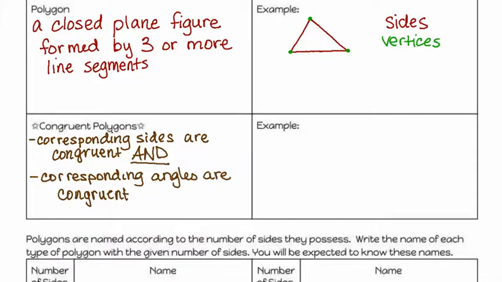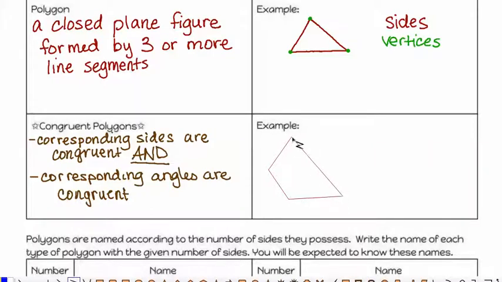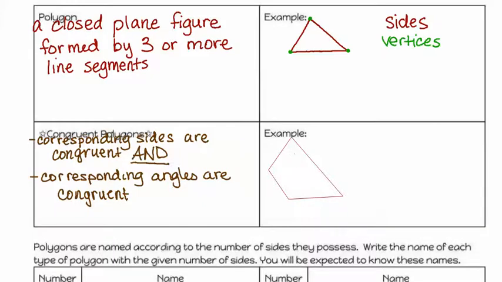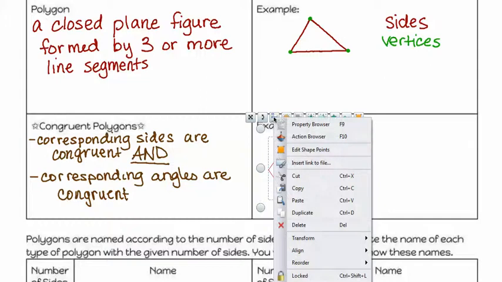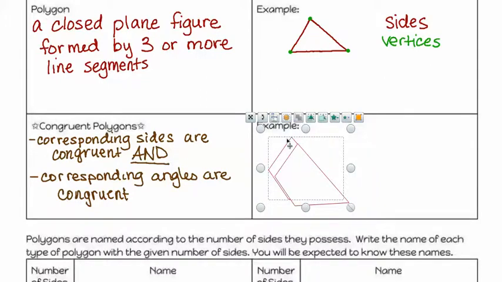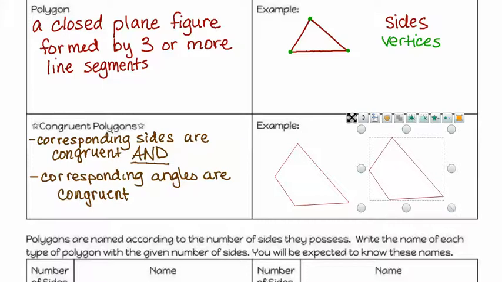So let's draw ourselves a polygon here. Make that a darker color than pink. All right, 1, 2, 3, 4. So here I've got a four-sided polygon, and I'm just going to, whoa, try that again. I hit the wrong thing, sorry. All right, I want to copy that, and I'm going to paste it over here so that I have a second copy of it, like so.